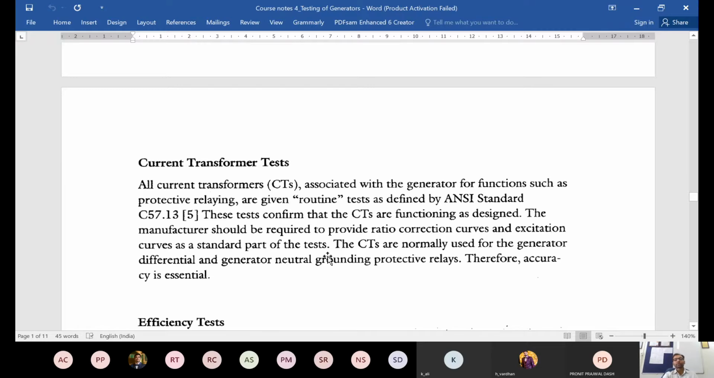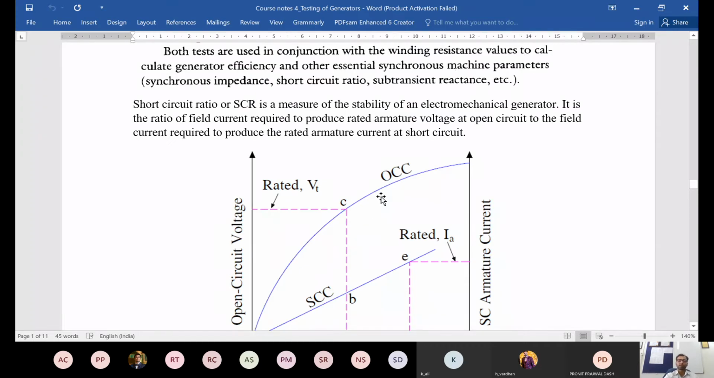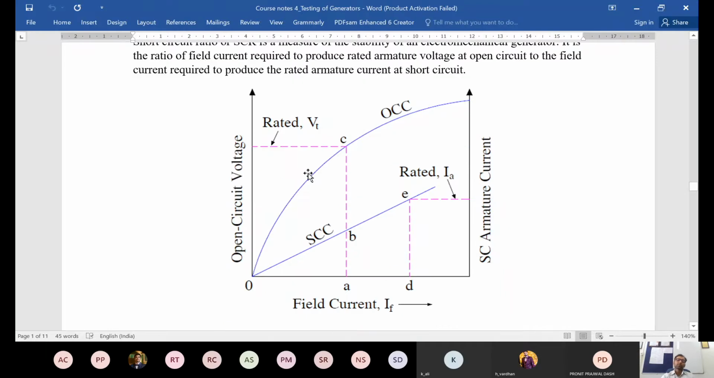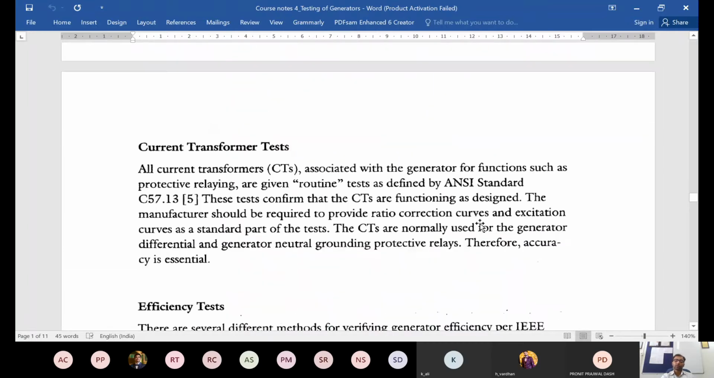And also the excitation curve, because all these devices are electromechanical, or electromagnetic, in terms of the principle of operation. The transformer is also an electromagnetic device, and there is a magnetic field being set up. So what type of excitation curve is there for that CT? That also needs to be monitored. It should be operating in the unsaturated linear zone rather than the saturated zone. These CTs are normally used for the generator differential and generator neutral grounding protective relays. We will look at this when we look at the protection system, and accuracy is essential. So that also is a part of the test procedure.